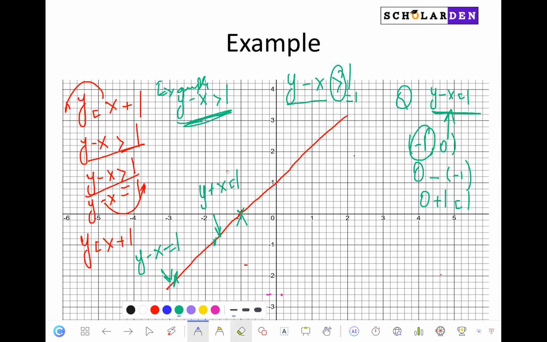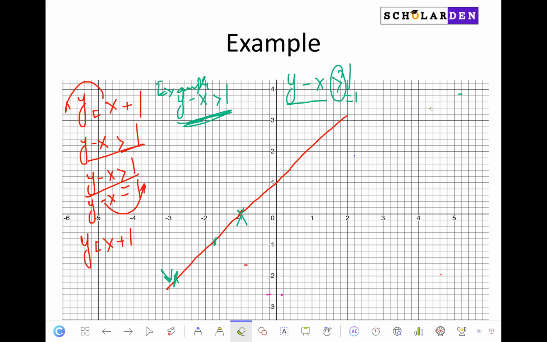And now what we want to find out is the region where y minus x is greater than 1. So this region, okay? Let's take this point over here. This point has the coordinates 0 and 2. So as per y minus x, we do 2 minus 0, and the value is 2. So this is valid.